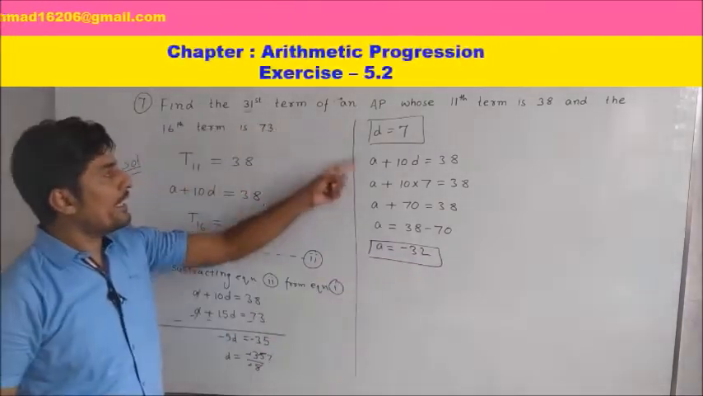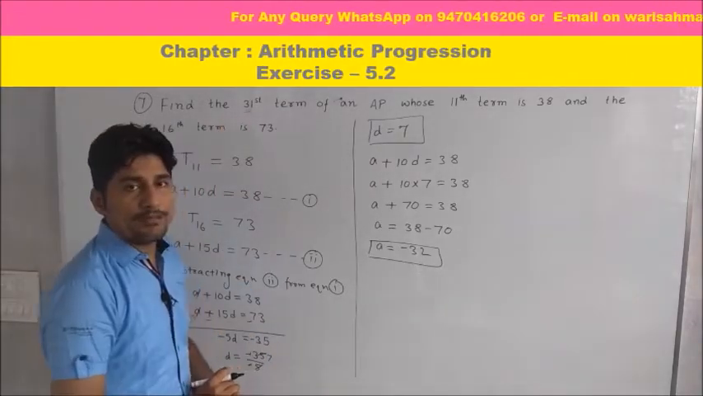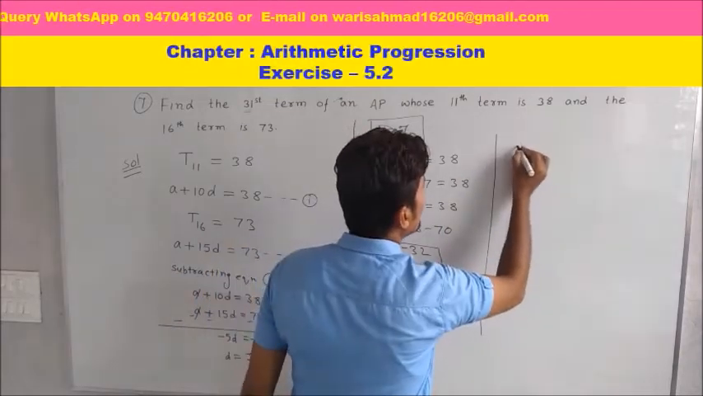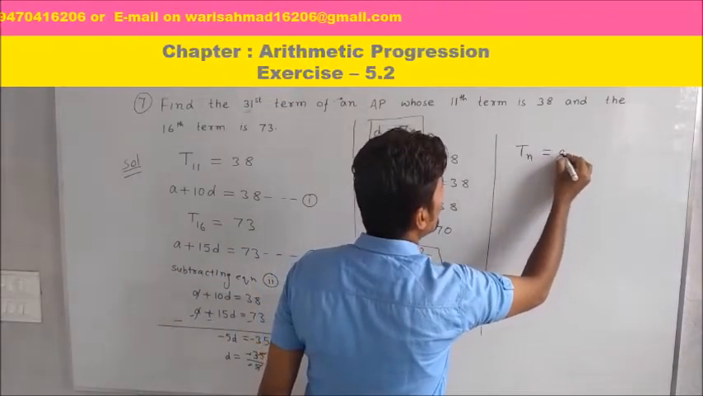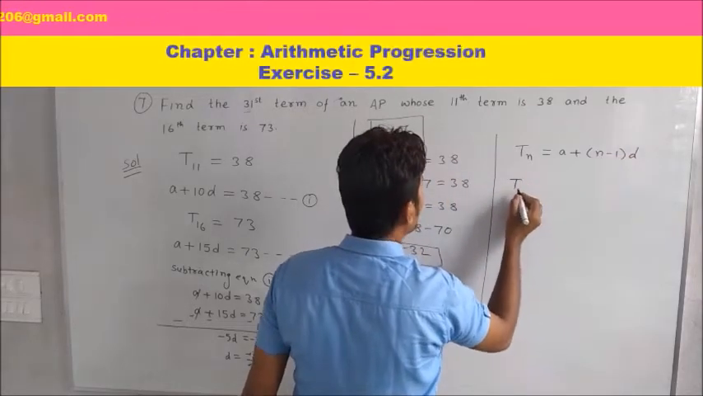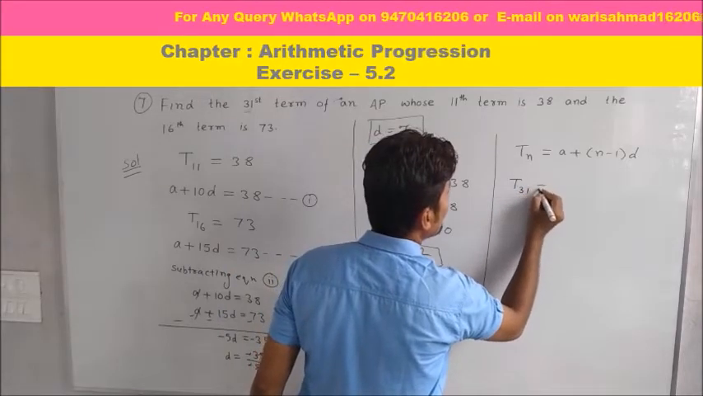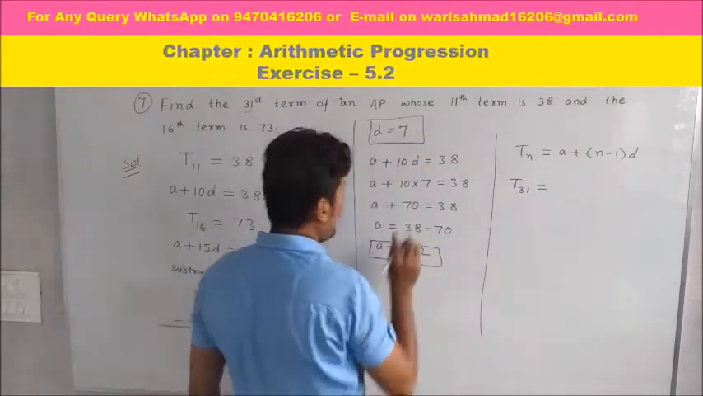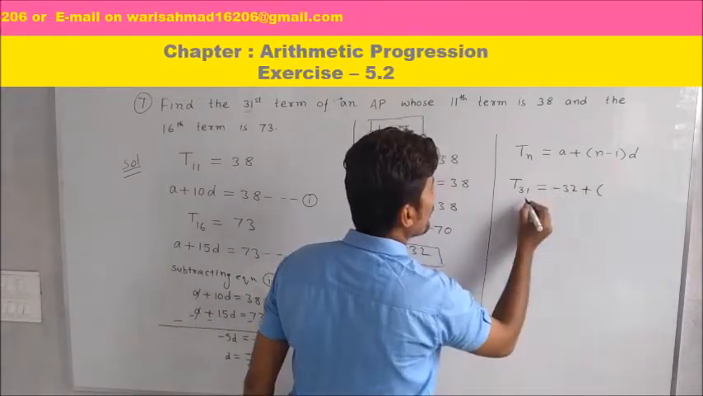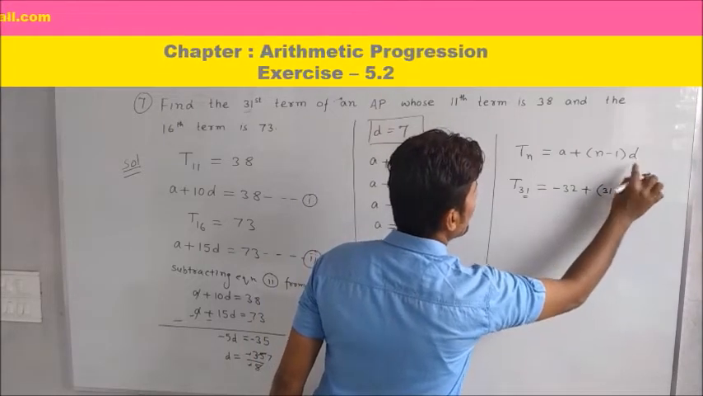After getting the value of a and d, now we have to find the 31st term of an AP. So here, as we know, Tn equals a plus (n minus 1) into d. So we are going to find the 31st term of the AP. We can write T31 equals a, and in place of a we write minus 32, plus (n minus 1). The value of n is given as 31, so we write 31 minus 1, into d.